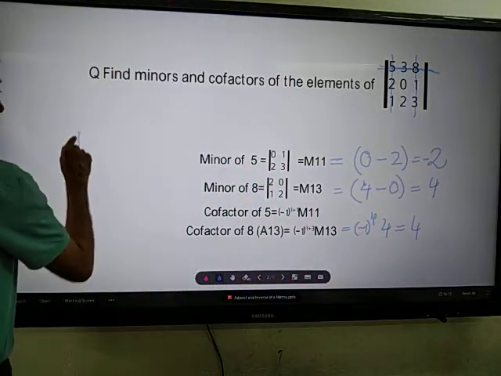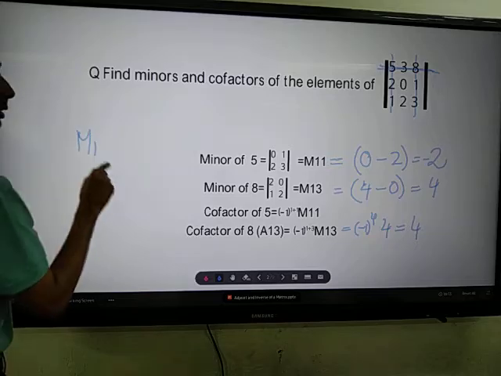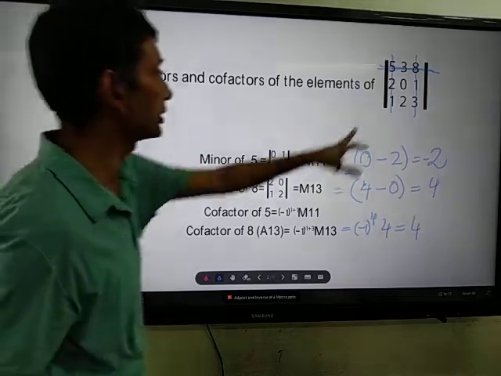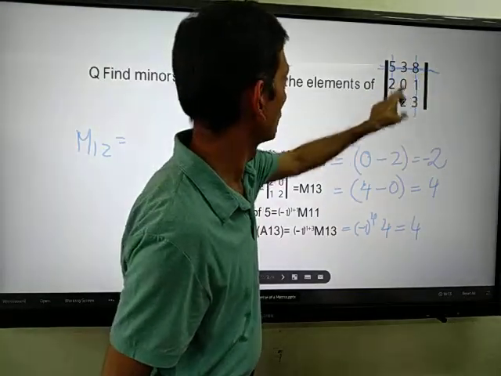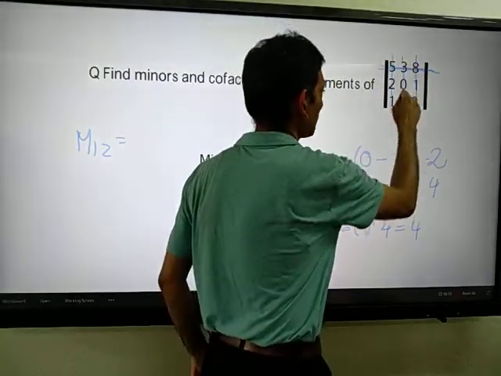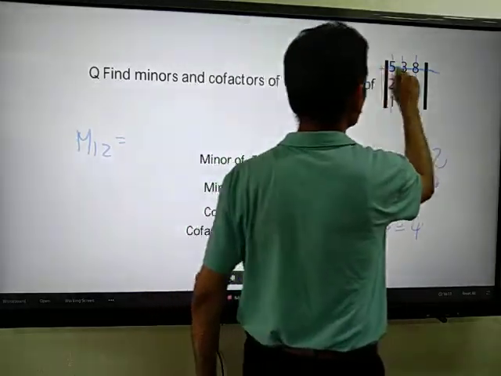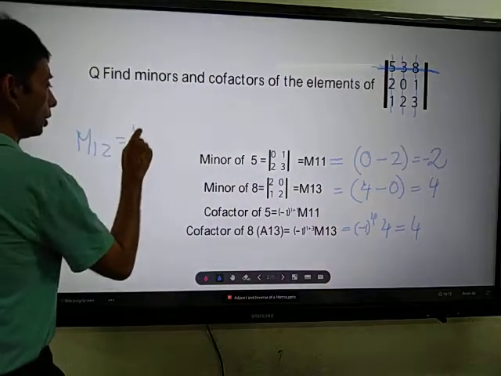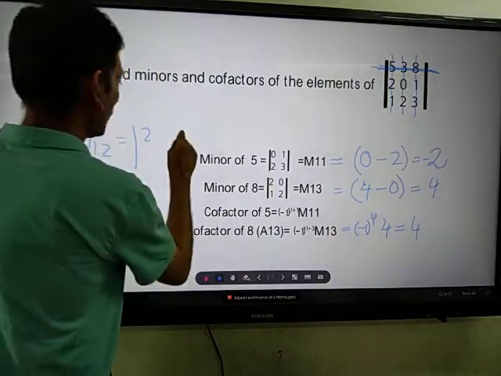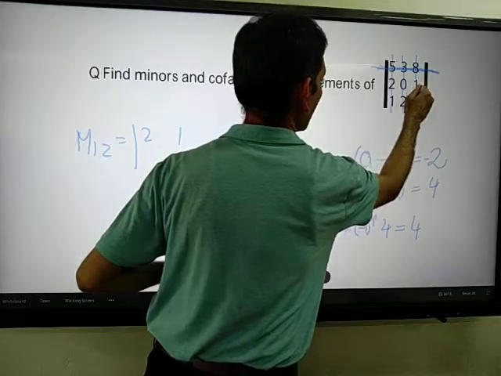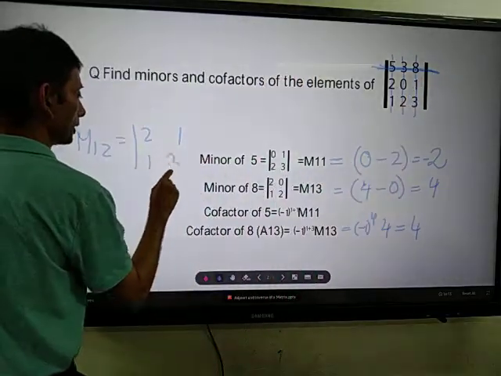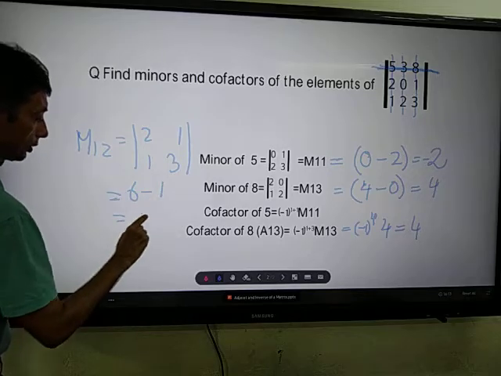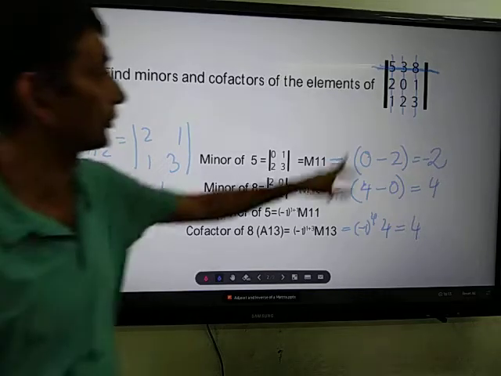We'll calculate M12. This is the position 1, 2, so M12 means we are going to calculate the minor of 3. To calculate the minor of 3, you have to ignore this column and this row. So what will be left out? 2, 1, 1, 3. Now you calculate 3 times 2 minus 1 times 1, so it is equal to 5. So this is the minor of the element 3.